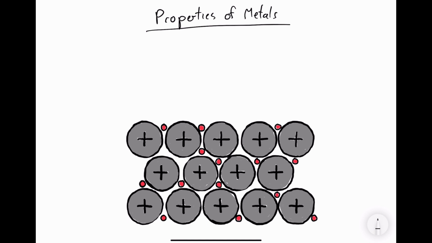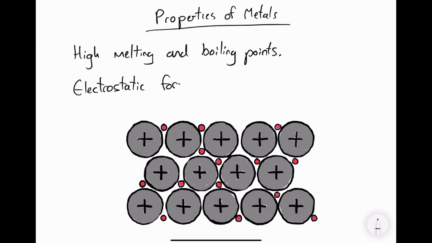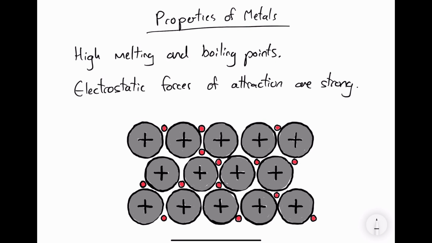Metals have very high melting and boiling points. This is because the electrostatic forces of attraction between the positive metal ions and the sea of negative delocalized electrons are very strong and require a lot of energy to overcome, so a high temperature is needed to melt or boil a metal. Remember that the electrostatic forces of attraction act in all directions, and they require a lot of energy to overcome and separate the ions from their fixed positions when the metal is a solid.